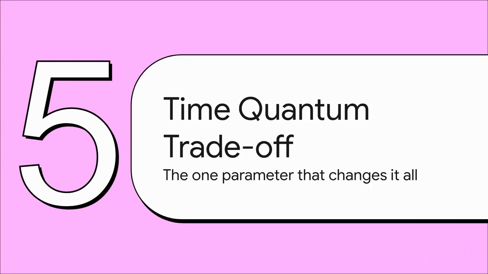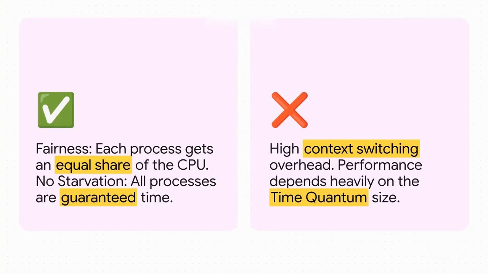And this brings us to what is maybe the most important decision you have to make when you're using round robin. All of those performance numbers we just calculated, they depend almost entirely on one single variable, the size of that time quantum. So let's just quickly recap the pros and cons here.